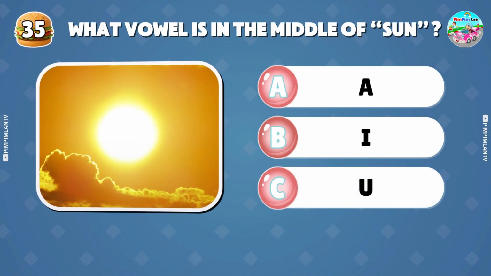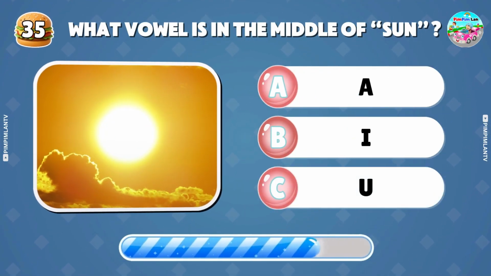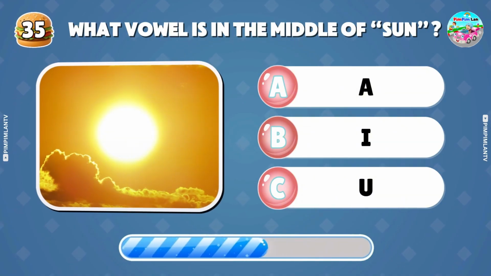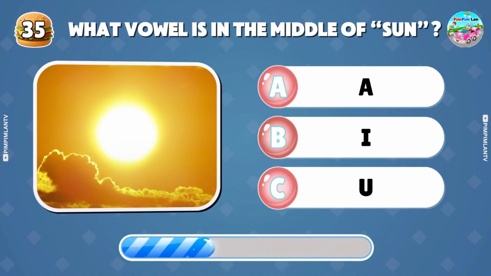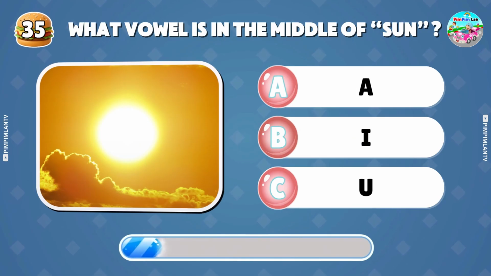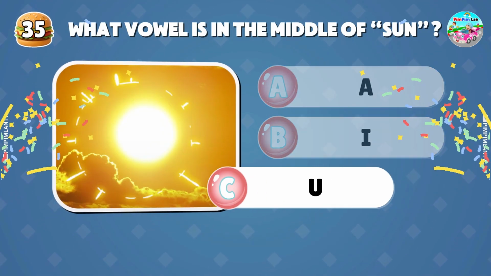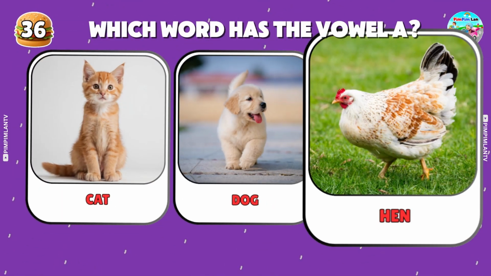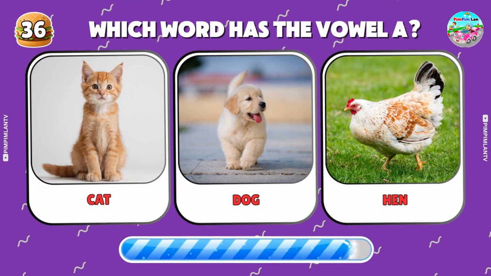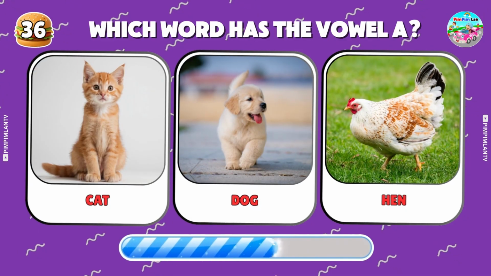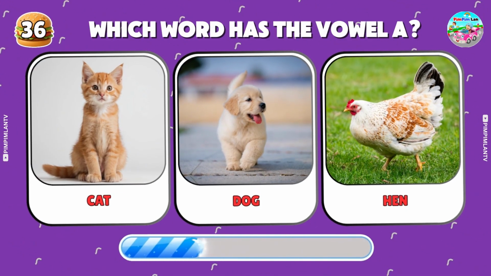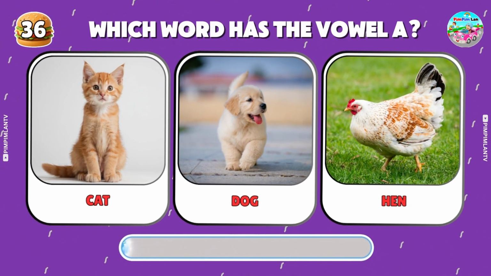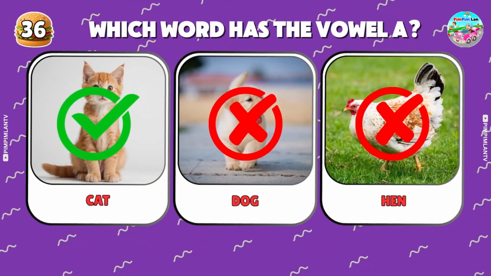What vowel is in the middle of sun? U powers the middle of sun. Which word has the vowel A? Yes, cat carries that clear A sound.